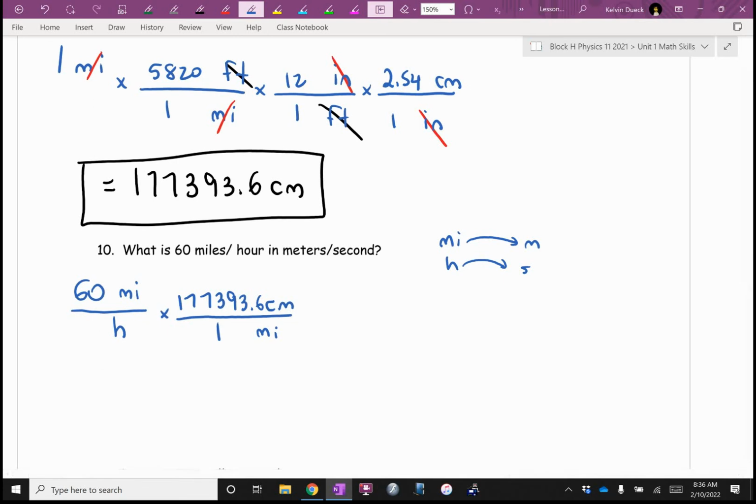No calculator yet. We're not done. If I stopped here, Bryce, that would be centimeters per hour. I want to go from centimeters to meters because that's what I want on the top.